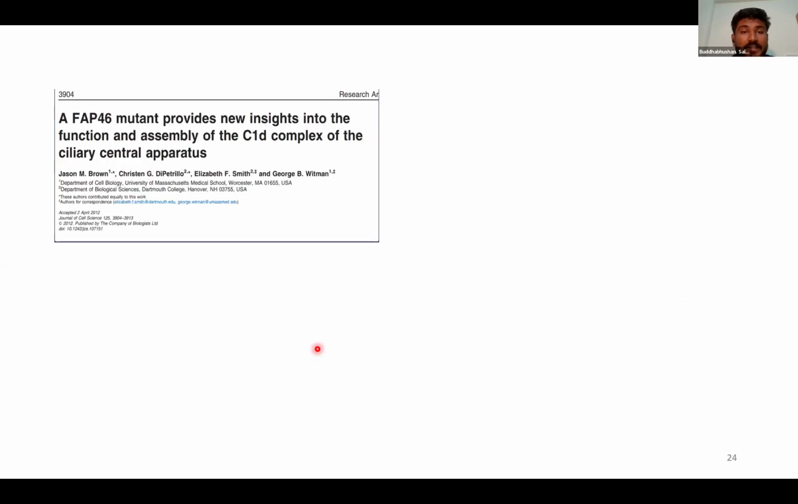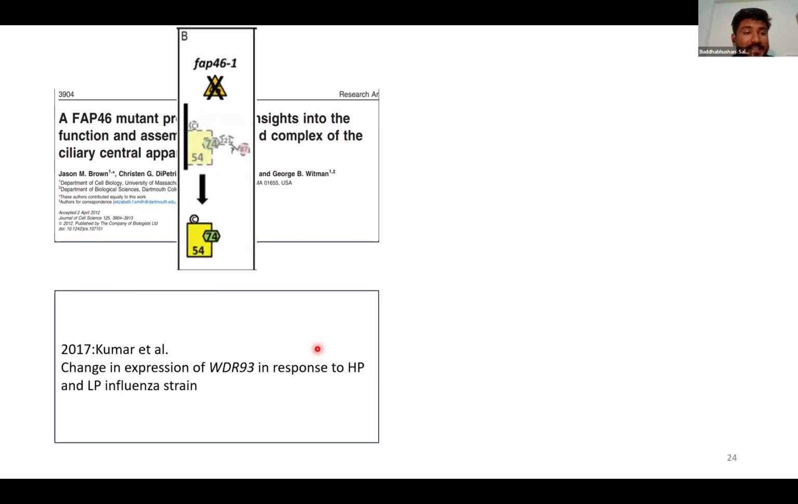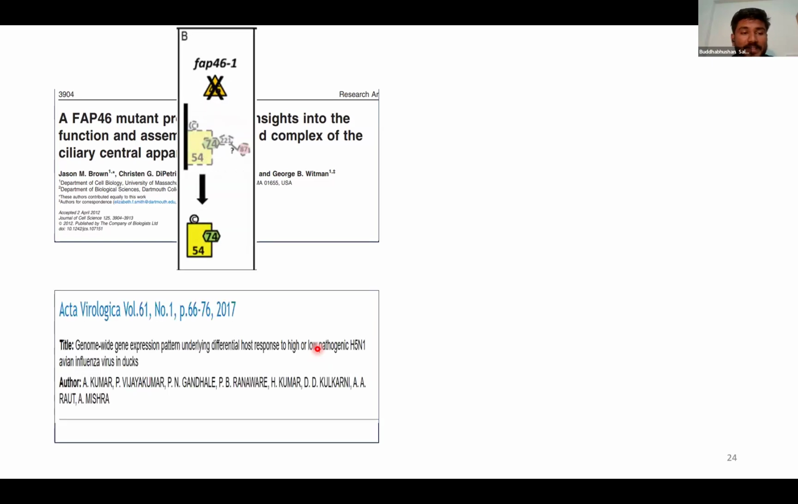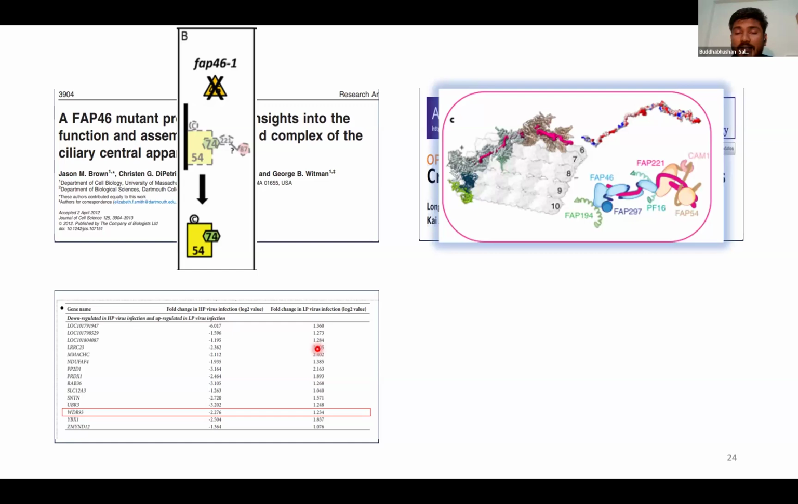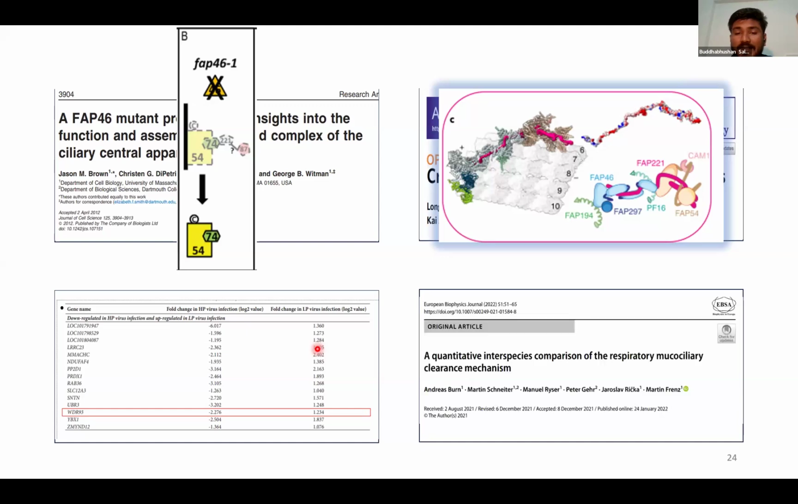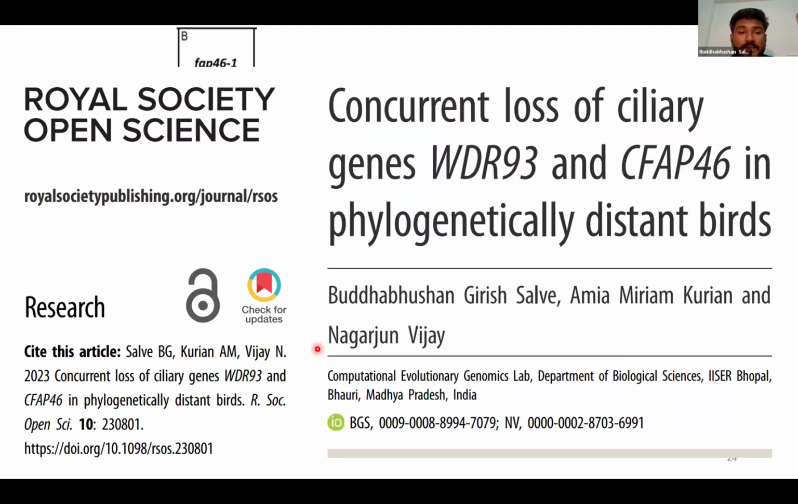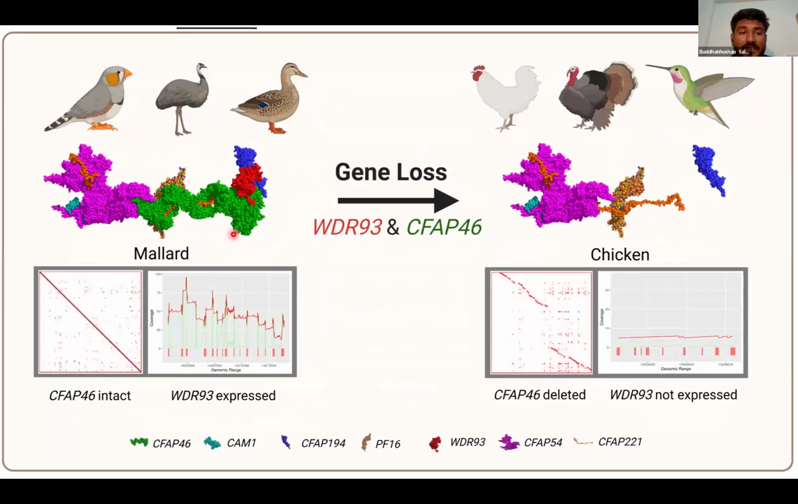This is the timeline of the development of this field. This is the FAP46 mutant, then the implication of WD93 in influenza, then the finding that it is part of the C1d complex. And this is our study, which was published in Royal Society Open Science. Here we establish that this gene is there in these species and not there in these species due to segmental deletion and frame disturbance.